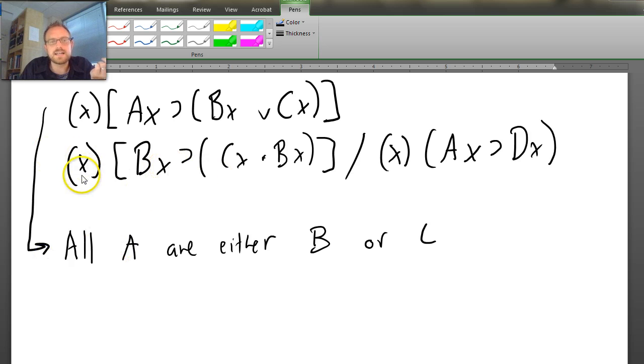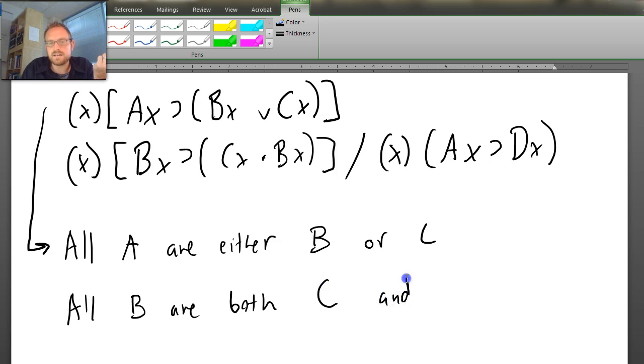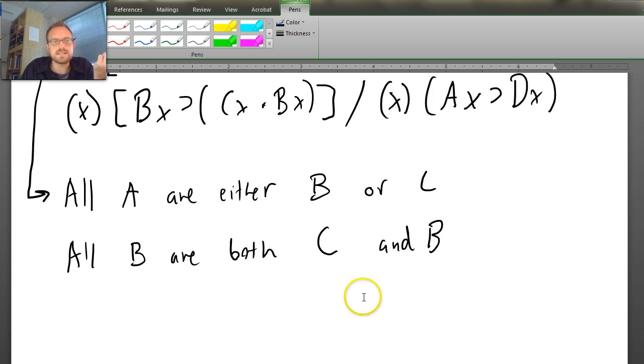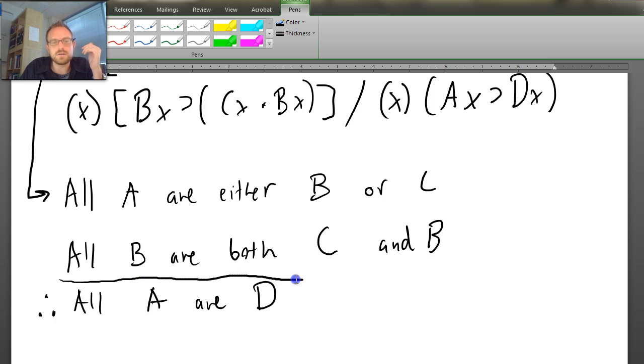So let's take a look at the second. The second statement says all the B's are, well, C's and B's, right? So that would say that all B are both C and B, right? That's that second premise. And then the conclusion here would say, therefore, and remember those 3 dots is just the symbol for a conclusion statement, this would say all A or D. Okay, so here are our premises and our conclusion.